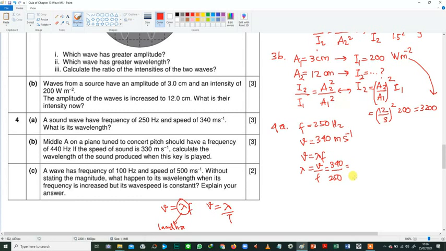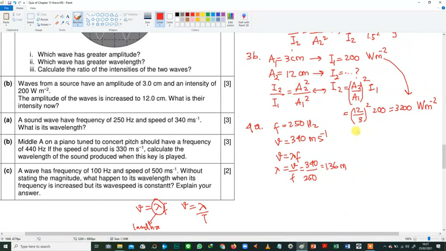So the answer must be 1.36, and this is wavelength. Hertz and meter per second are already in SI units, so for the wavelength the unit will be meter. Now for the 4B I'm going to write here, and later for the 4C we will write here.